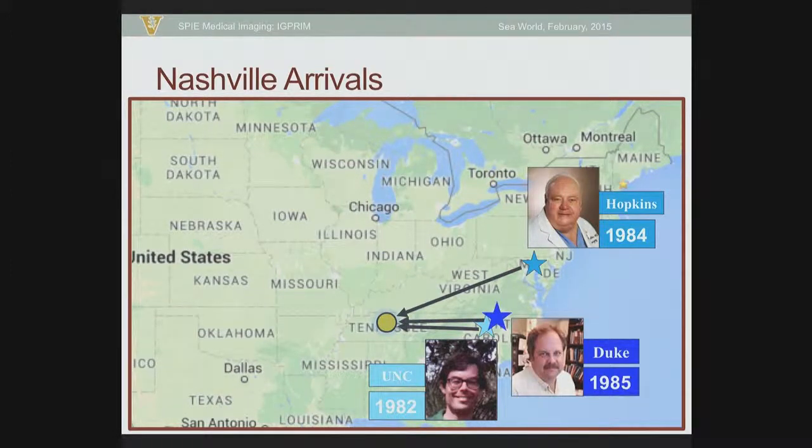Okay, so then 1 year later, in 1985, another fellow comes. His name is Bob Galloway. He's probably in the audience somewhere. Bob, where are you? So I can look for your face. There he is. He showed up from Duke, Ph.D. in biomedical engineering, to do a postdoc work in medical imaging.